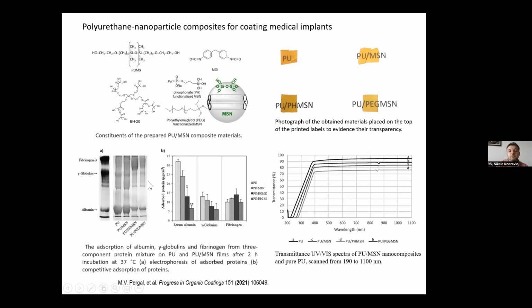We also wanted to test them as coating for medical implants. In this case, we wanted to check if they are biocompatible. We tested how they absorb different proteins from the blood plasma, these being the most abundant proteins, and lower absorbance of proteins from the blood plasma means they're better. It shows that they would be less likely to induce agglomeration and blood clotting. In this case, we saw that polyurethane with PEG material was the best.